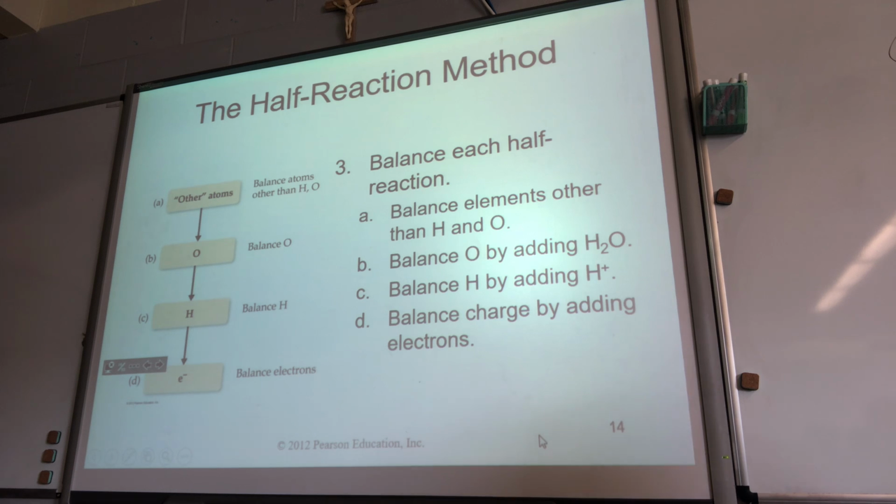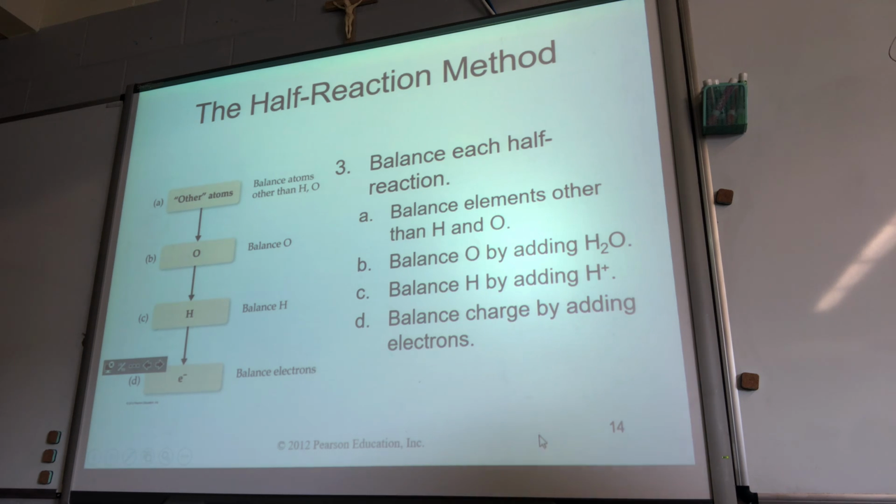Because if it's got a charge on one side, it's got to have that exact same charge on the other side. Everything has to balance, not just the elements themselves. So the first step in balancing each half reaction is to balance the elements that are not hydrogen or oxygen. Anything not hydrogen or oxygen. So say zinc, right? If you have 1 atom on one side and 2 on the other, put a 2 in front of the one you had on the one side.